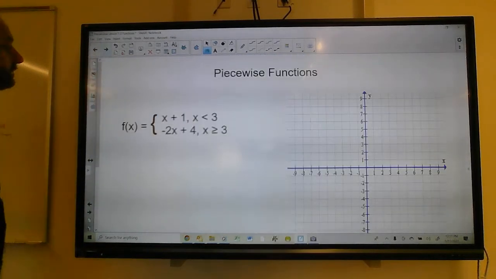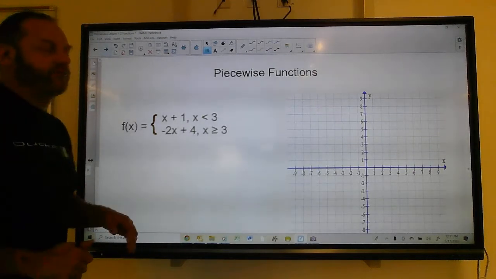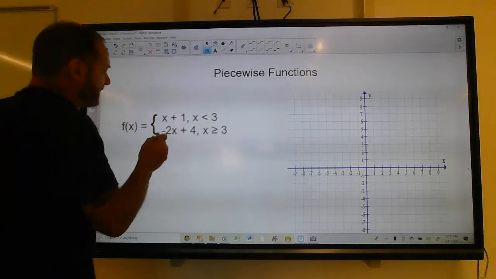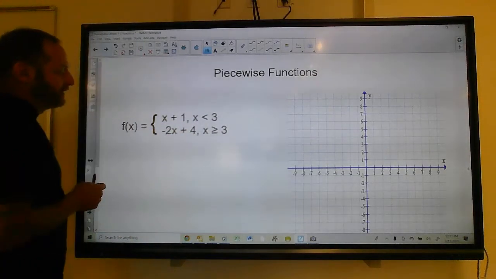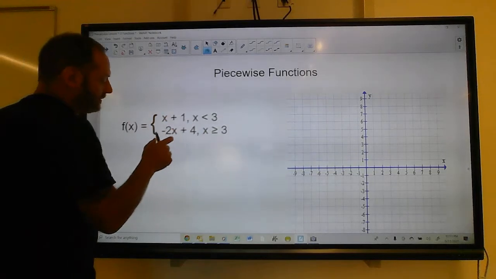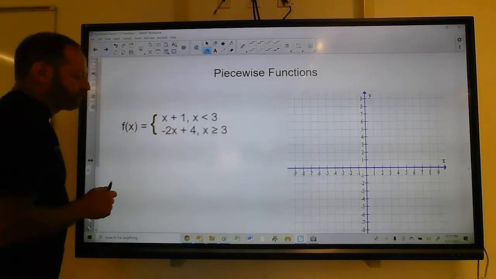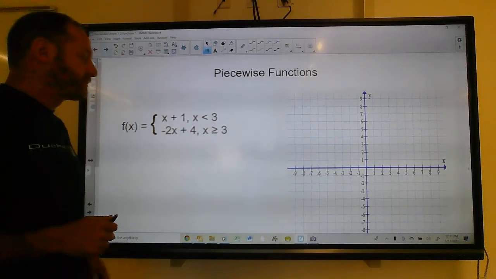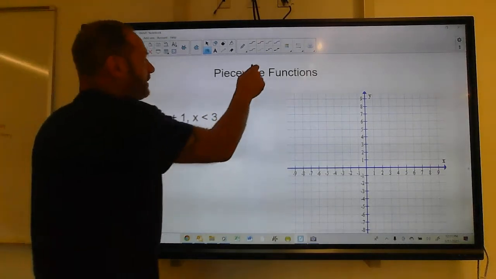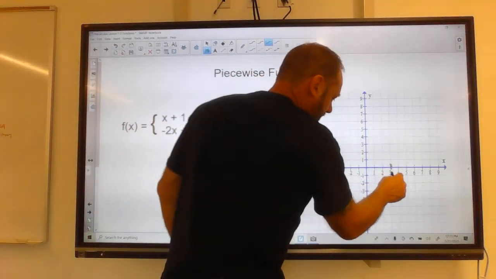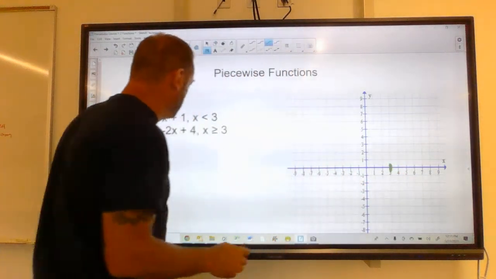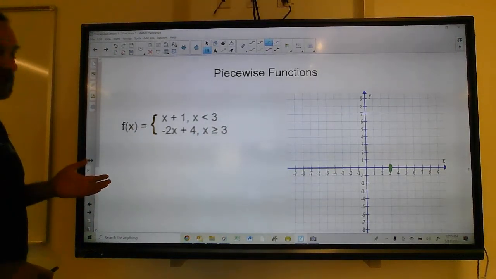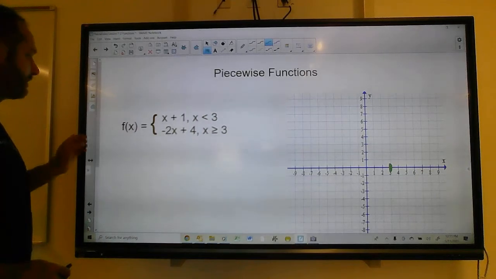Okay, moving right along. Piecewise functions. So piecewise functions are functions that have 2 or more parts to them. So this is x plus 1 when x is less than 3, which is just a line. This is negative 2x plus 4 when x is greater than or equal to 3. So that's also a line, but it's a different line than this one. So this thing is going to change right here at 3. What I can do is graph both these lines if I want, which is easy to do, and then just eliminate the parts that don't apply.